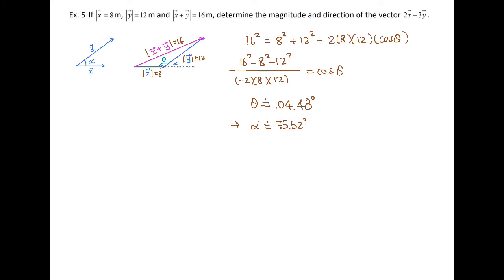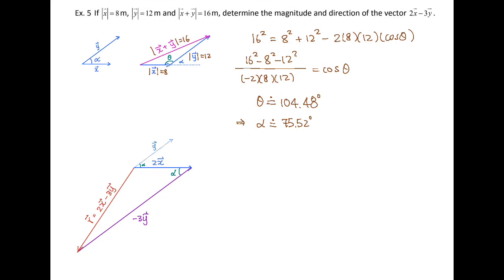So first, let's draw 2x, and we draw a negative 3y, and we can find our resultant r. Since we know the angle between x and y is alpha, then this angle will also be alpha because they are alternate angles. Before we can use the cosine law, we also need to know the side lengths. So we know the magnitude of x is 8, so the magnitude of 2x will be 16. The magnitude of the vector y is 12, so the magnitude of negative 3y will be 36.